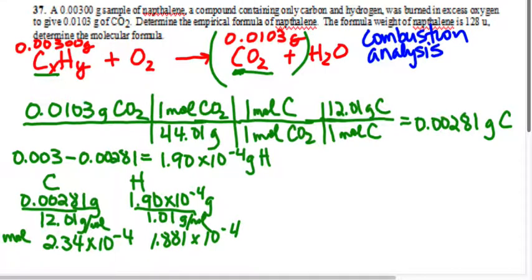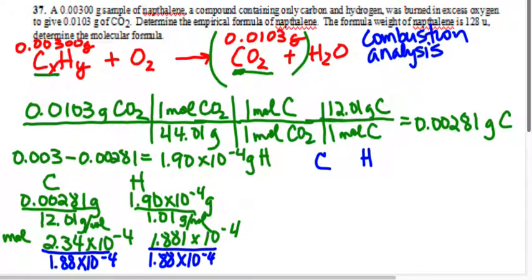How was it now that I find the mole ratio? Divide by the smaller to find the lowest whole number ratio. So I'm going to divide each of these by 1.88 times 10 to the negative 4. So for C and H, I get, this is a 1, and 1.245, right? All right. So right now my answer is C 1.25, H1.